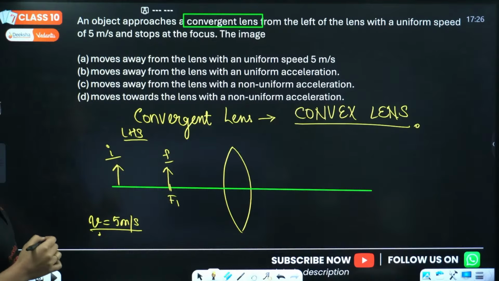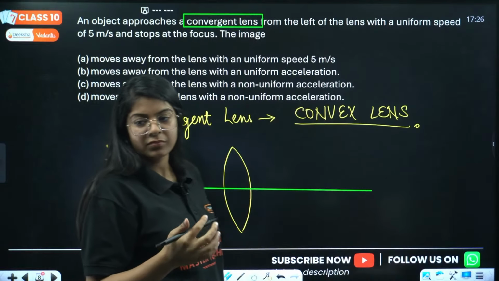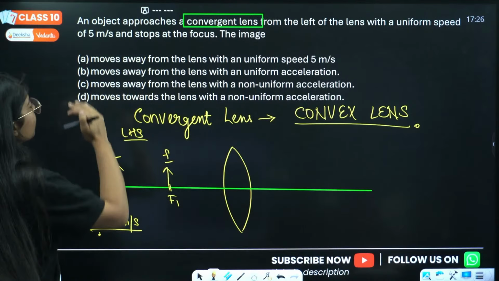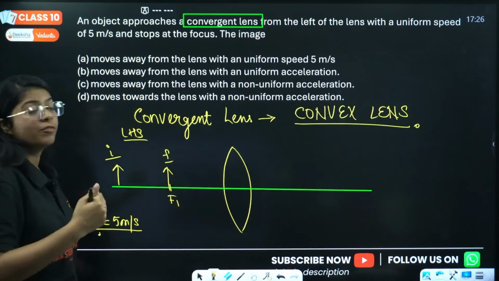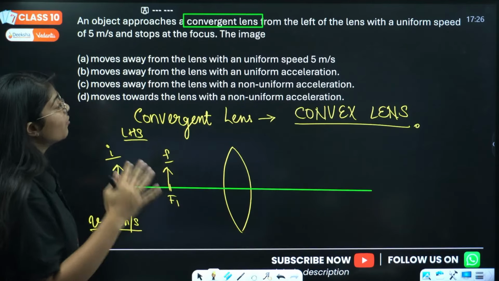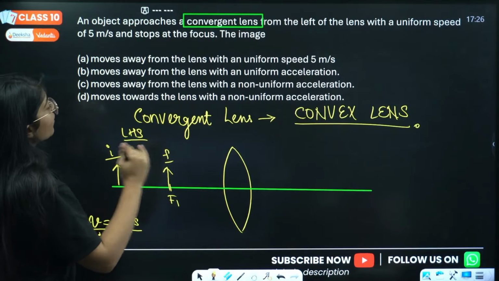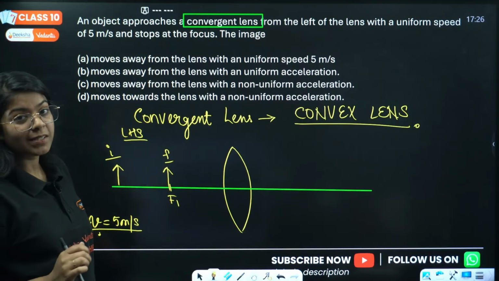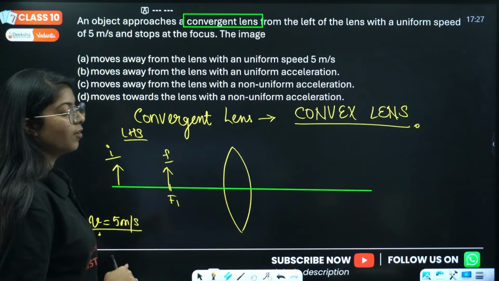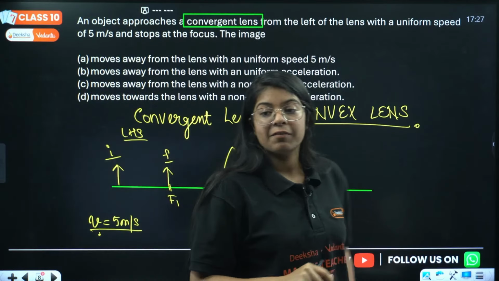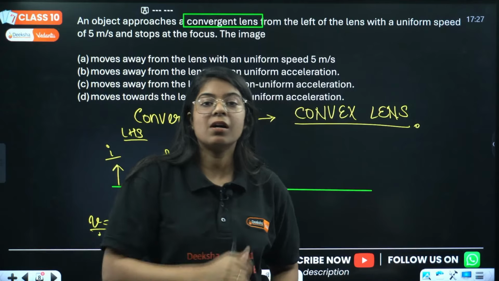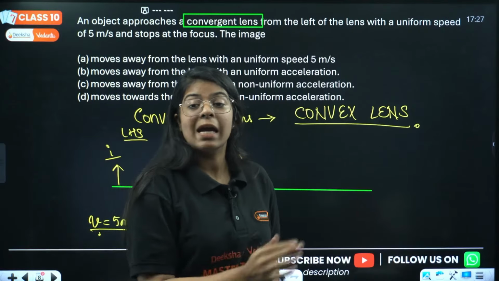The image will be doing what? Yes, convex lens. Very good. The image will be doing what? The image moves away from the lens with a uniform speed of 5 meter per second, or moves away from the lens with a uniform acceleration, or moves away from the lens with a non-uniform acceleration, or moves towards the lens with a non-uniform acceleration. We have to see what happens if my object approaches the lens, what will happen to the image.